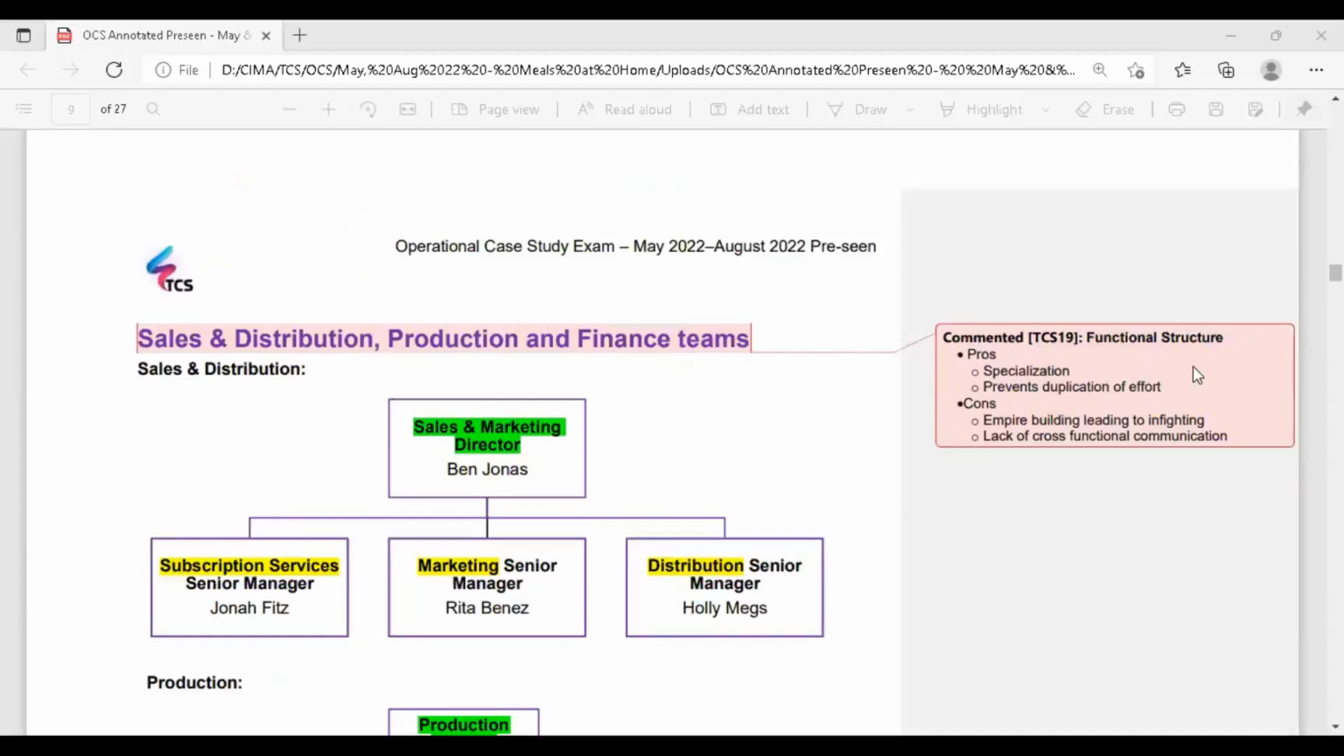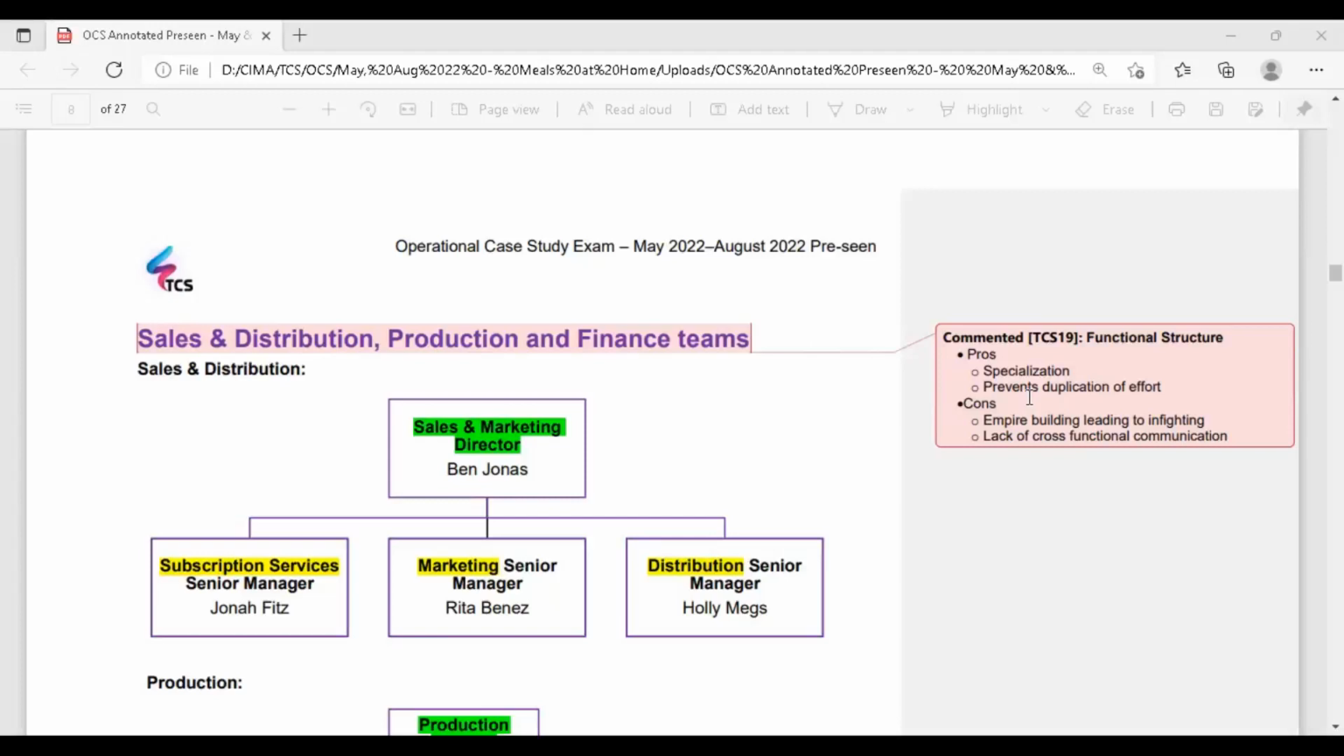So you need to understand the pros, or the advantages, of functional structure. It leads to specialization, because like-minded individuals are categorized accordingly, and it prevents duplication of effort, because when like-minded people are working together, they can bring in significant economies of scale advantages and drive down unnecessary costs as well as duplication of effort.